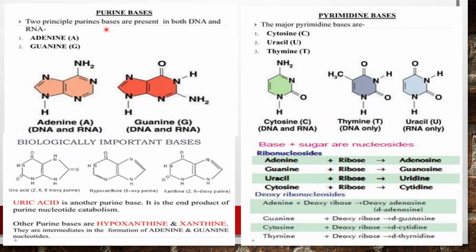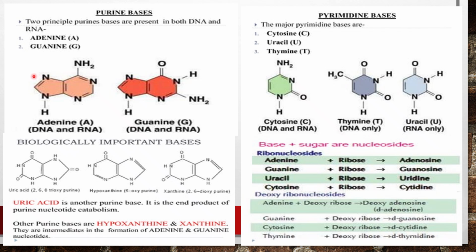The two principal purine bases present in DNA are adenine and guanine. This is the basic structure. This is the purine ring, and there is an amino group present. The numbering is done in an anti-clockwise manner, so we start numbering 1, 2, 3, 4, 5, 6, 7, 8, 9.